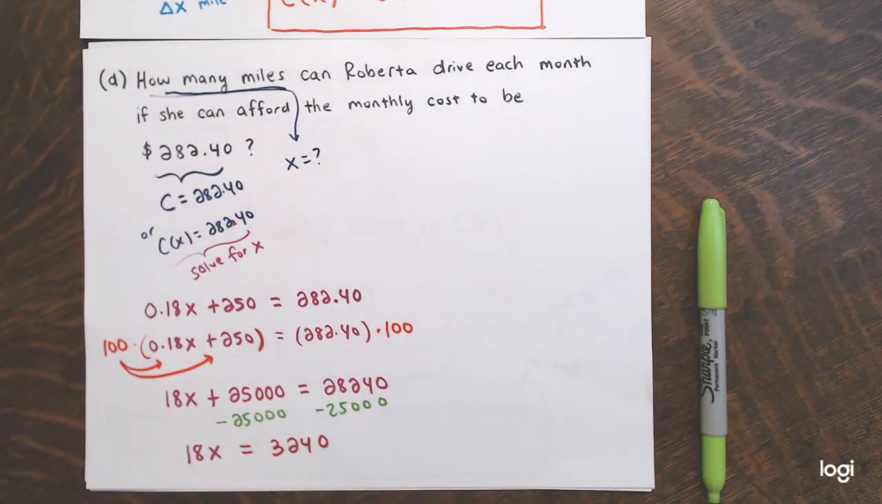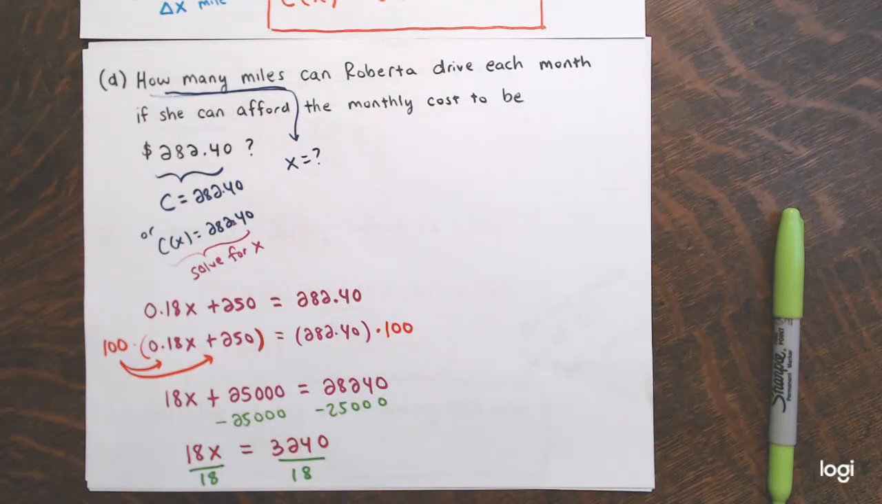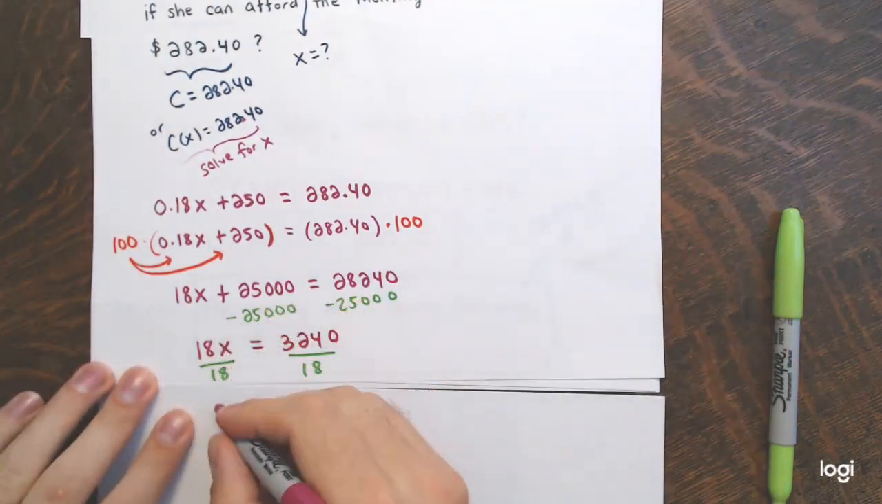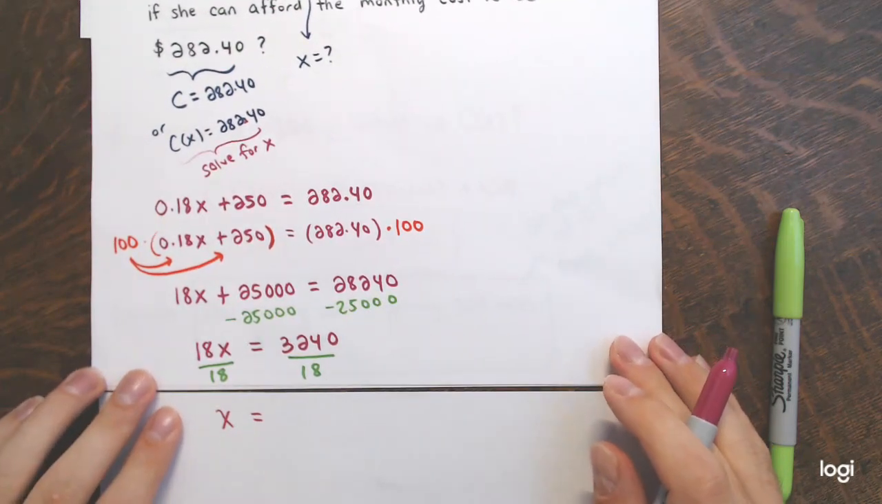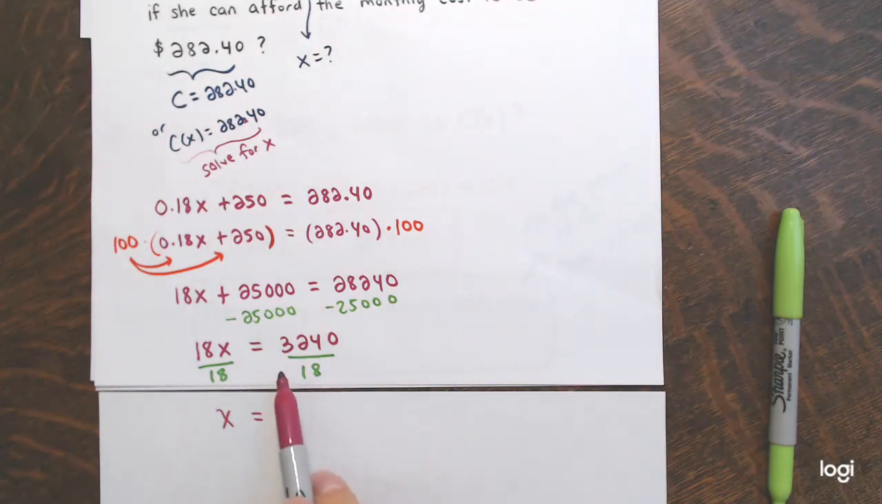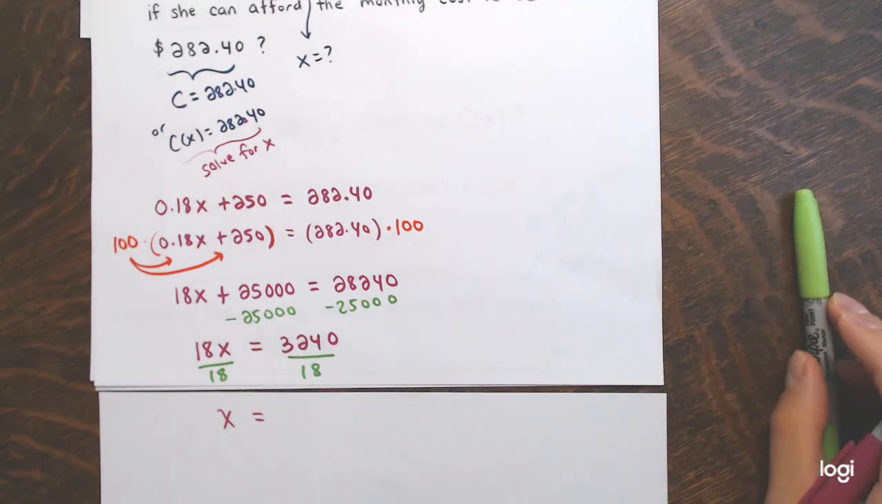And then we divide by 18 to get the x alone, or multiply by 1/18. On the left side, the 18s divide out, and I'm left with x. And on the right side, again, you can set up a long division or use a calculator. Doesn't matter. If we do long division, 18 goes into 32 once with 14 left over. Drop the 4, and the next number would be 144. And then how many times does 18 go into 144?